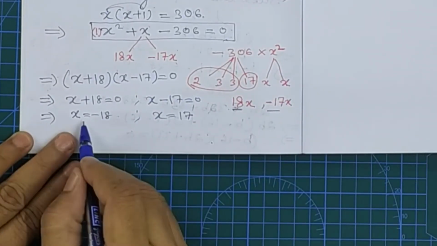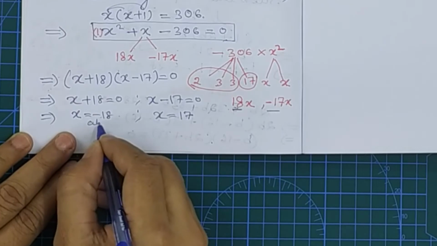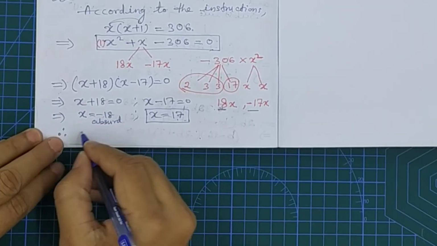So for positive integers, here we get x, which is one of the integers, as negative. So we call this as absurd. So the answer is this.